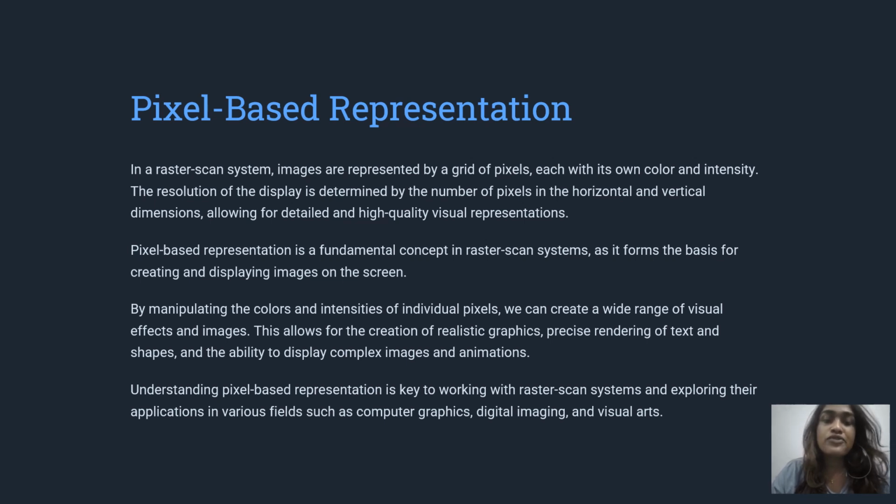Pixel-based representation is a fundamental concept in a raster scan system as it forms the basis for creating and displaying images on the screen. By manipulating the colors and intensities of individual pixels, we can create a wide range of visual effects and images. This allows for the creation of realistic graphics, precise rendering of text and shapes, and the ability to display complex images and animations. Understanding pixel-based representation is key to working with raster scan systems and exploring applications in various fields such as computer graphics, digital imaging, and visual arts.